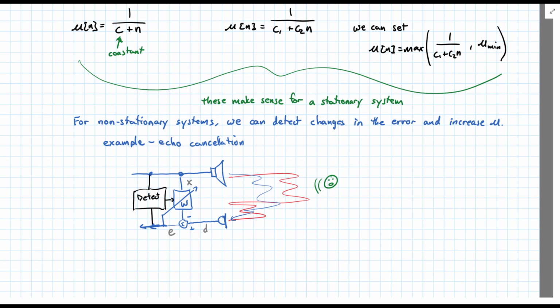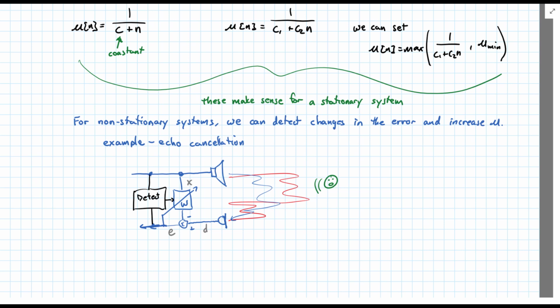Double talk is when the person at the far end is speaking, so there's sound coming out of the speaker, and the person at the near end is speaking. If we try to adapt at that time, we're going to fall out of adjustment.